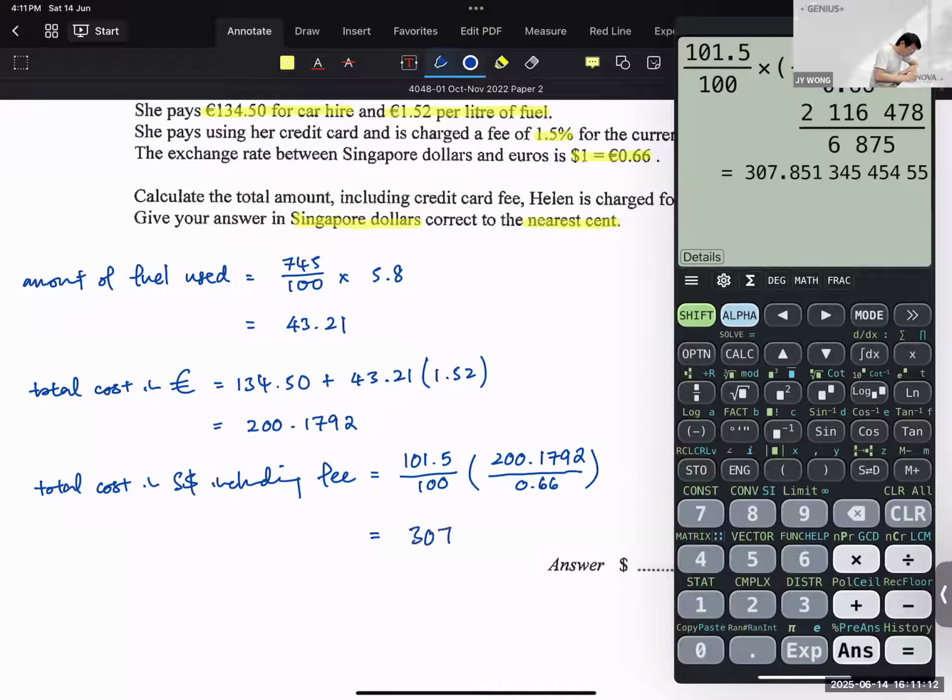And you will get 307.851 in 3 decimal places. And then 307.85 to the nearest cent, which is what the question wants.